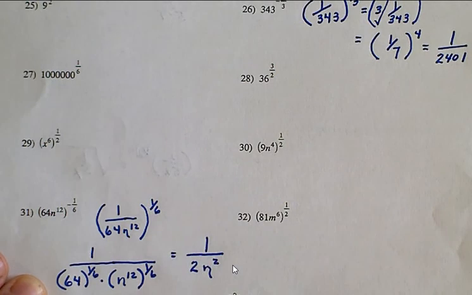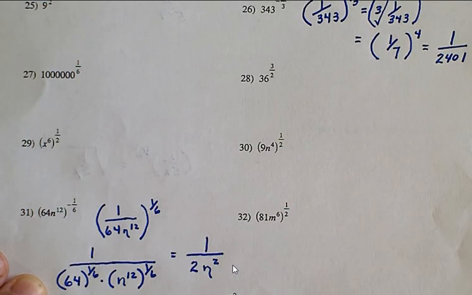Okay. Same thing is going to happen on number 32, except you don't have to deal with a negative. So I'm going to take 81 and raise it to the 1/2 power, and then take m to the 6th and raise it to the 1/2 power. Because 1/2 means square roots, you're going to take the square root of 81 and then multiply the exponents on m, and you should have your answer there. So that should help you with the remaining questions there.